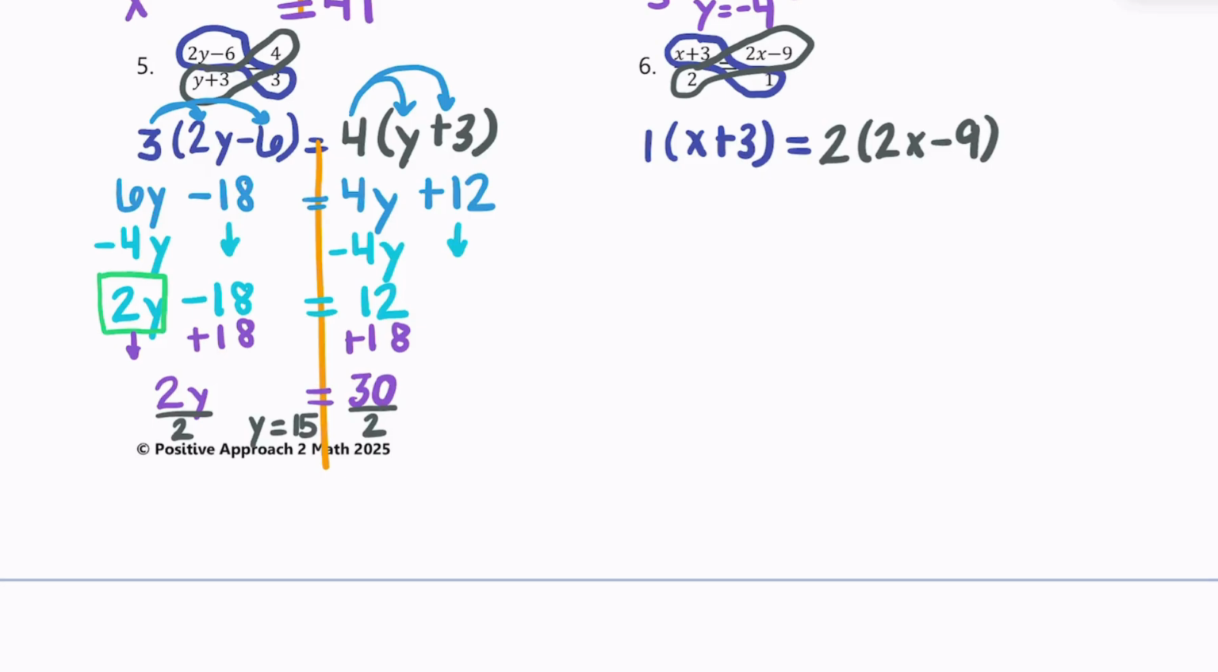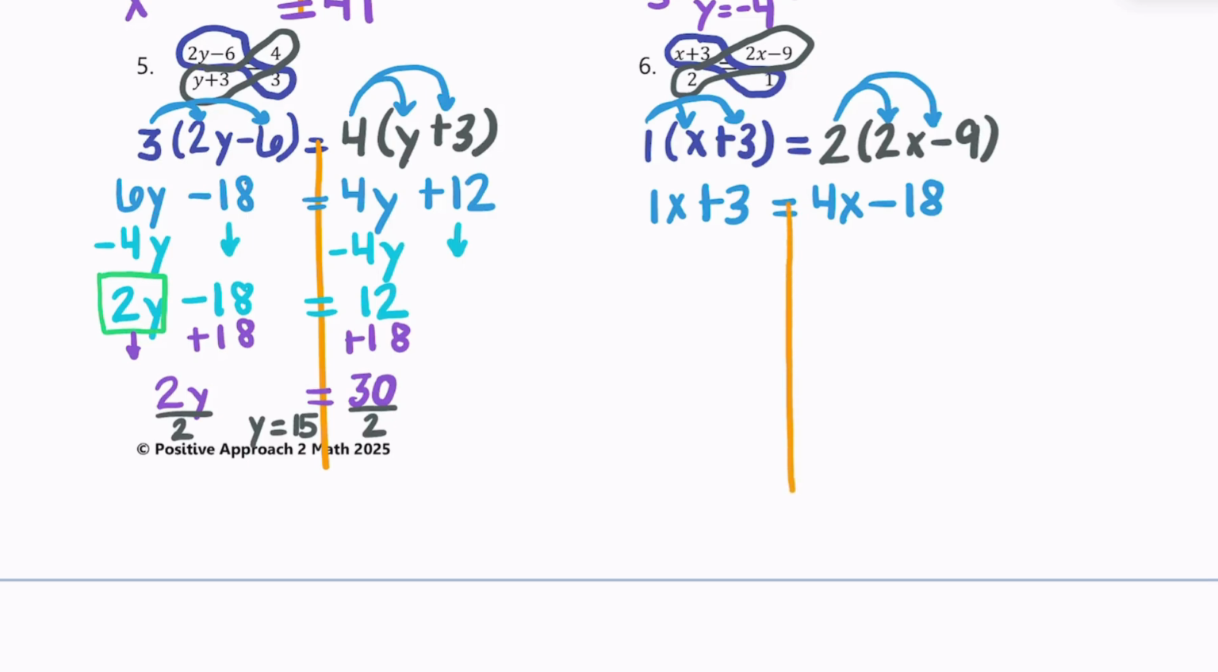We are ready to distribute. 1 times x is just 1x. If it helps you, you can put that 1 in front. 1 times 3 is just 3. 2 times 2x is 4x. 2 times negative 9 is negative 18. We're going to draw our line down the equal sign.